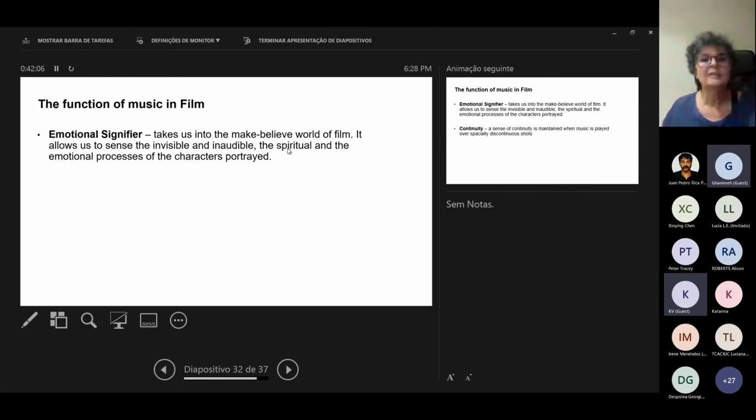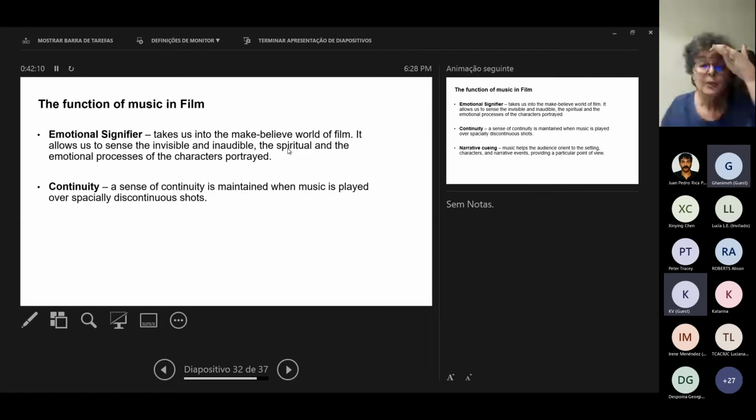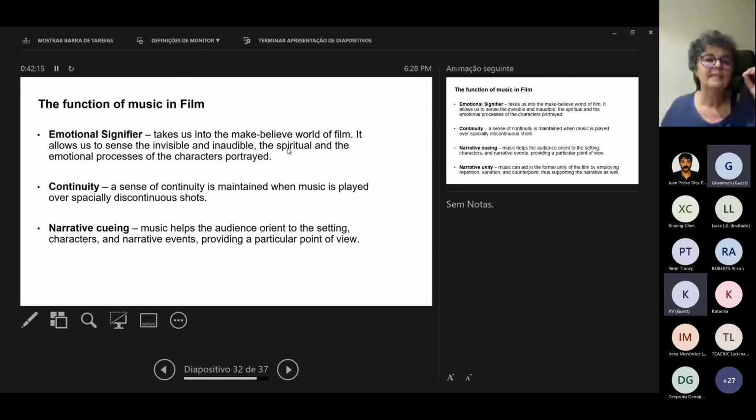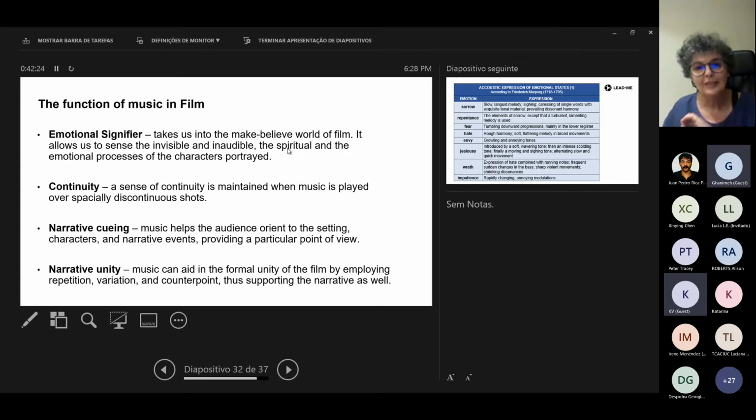It's an emotional signifier, which we have already mentioned. It offers continuity, which we have already mentioned. And it is a narrative cueing. Now, this element is really, really important because it does add narrative unity. But more importantly still, it is a cueing element. It is kind of telling us, watch out. It's reminding us that music is here. Something is going to happen.